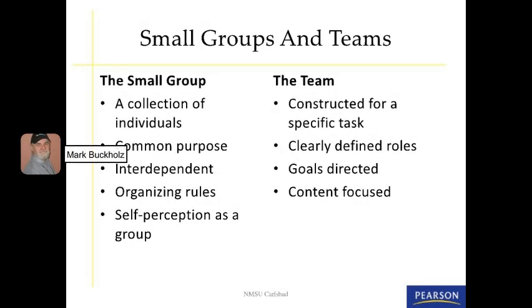A small group is a collection of individuals who are connected to one another by some common purpose. These individuals are interdependent, have a degree of organization among them, and see themselves as a group. A team is a particular type of small group. It is constructed for specific tasks, whose members have clearly defined roles and are committed to achieving the same content-focused goal.